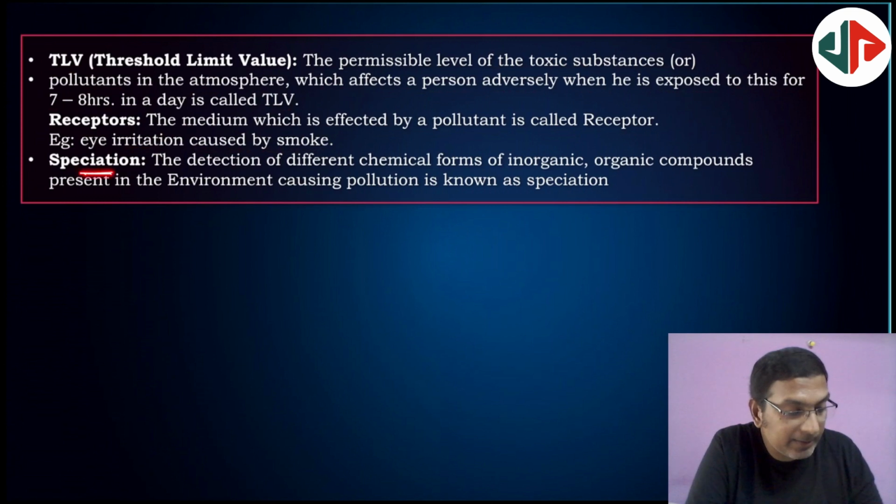Speciation. Speciation means the detection of different chemical forms of pollutants, that means whether they are inorganic or organic pollutants. It is the detection of different chemical forms of inorganic and organic compounds present in the environment causing pollution.